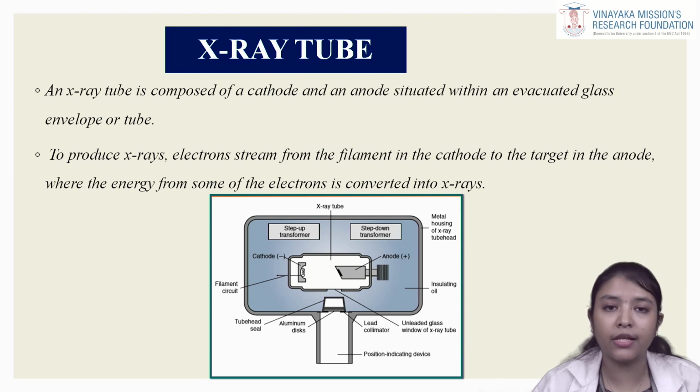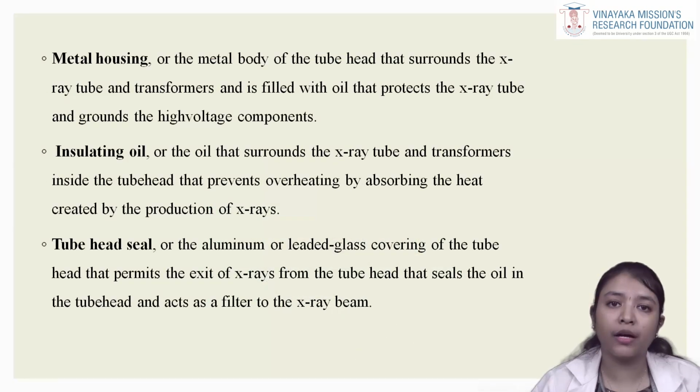So this produces the X-rays from the cathode towards the targeted area in the anode region. Hence the X-rays are produced. The X-ray tube head consists of a metal housing, insulating oil and a tube head seal. The metal housing is made up of a metal body. The metal body of a tube head surrounds the X-ray tube and it also contains oil.